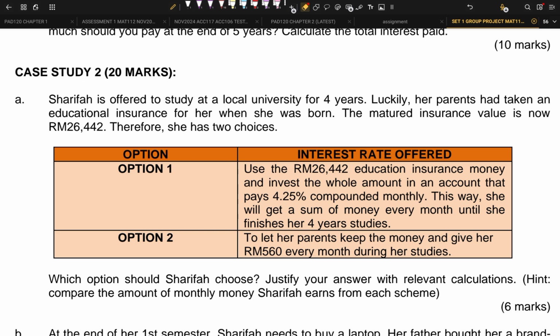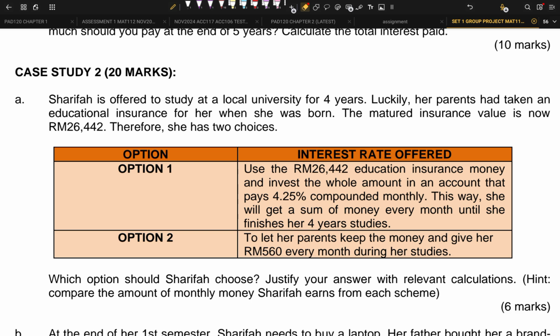Option first is to use the 26,442 ringgit education insurance money and invest the whole amount in an account that pays 4.25% compounded monthly. This way, she will get a sum of money every month until she finishes her 4-year studies. So, for option number 2, to let her parents keep the money and give her 560 ringgit every month during her studies.